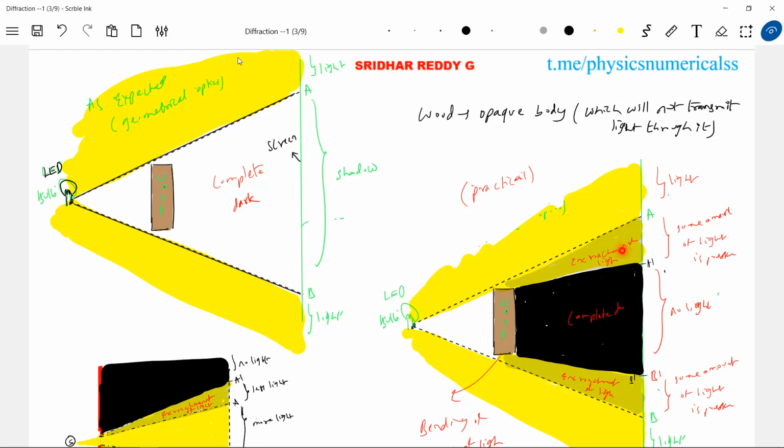So how has the light come here? According to rectilinear propagation of light, it should propagate in a straight path. Then what made the light enter this region also? It is just due to diffraction.